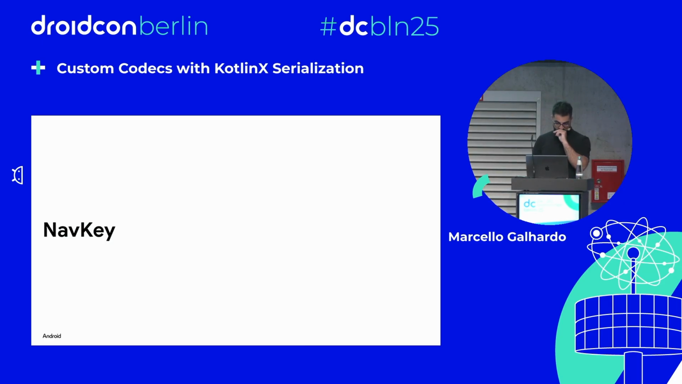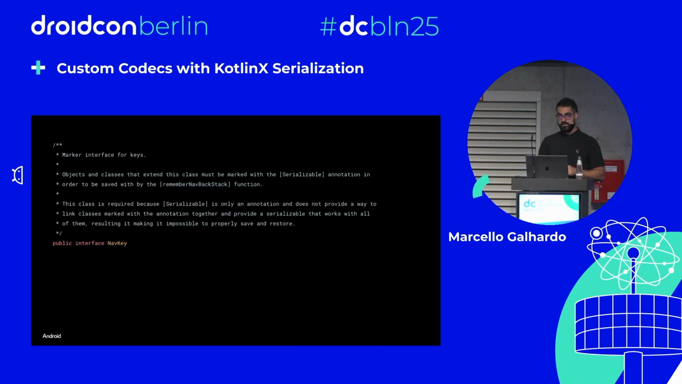So now let's look at the NavKey interface. It's a marker interface for navigation keys. Any object or class that extends NavKey must also be marked with Serializable, so it can be saved and restored by the remember nav backstack function that we're going to see in a second.